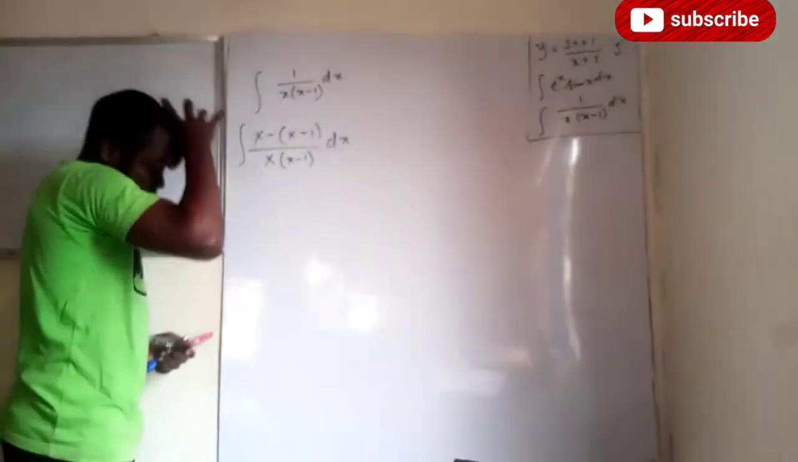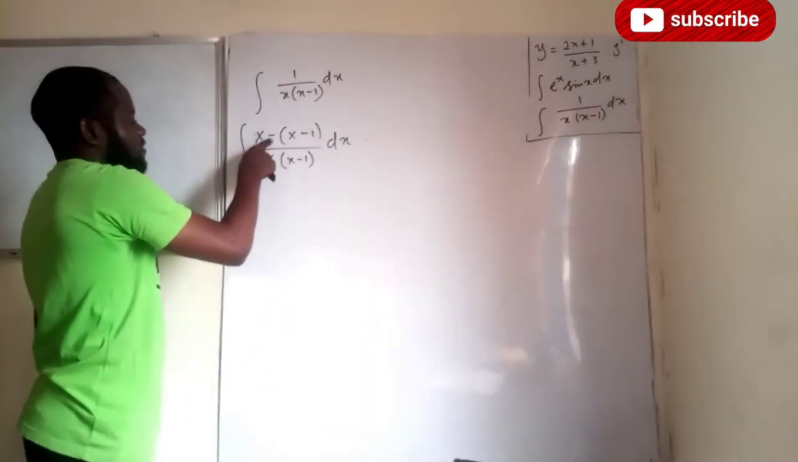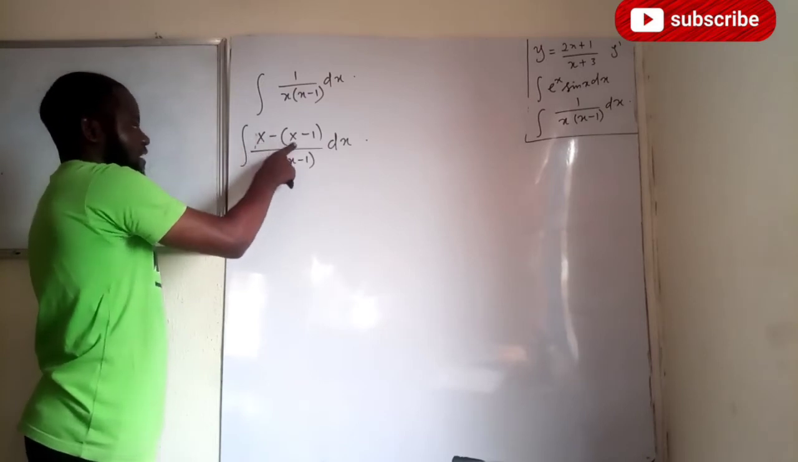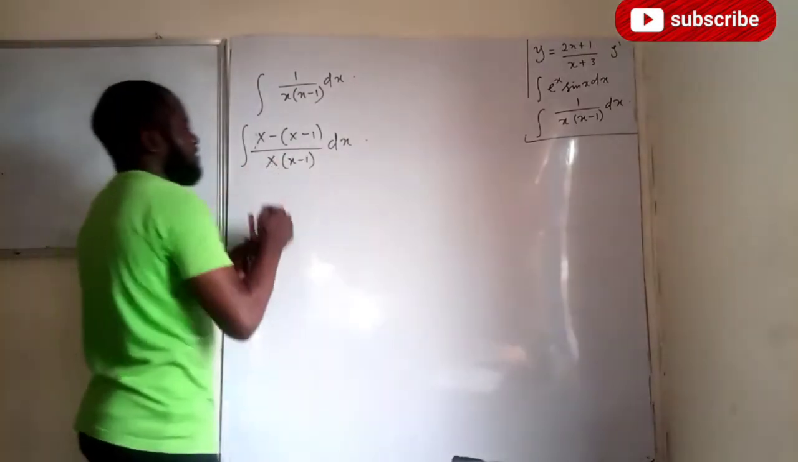Now, for you to see that the question still remains the same. If I expand these brackets with this negative, I will have x minus x plus 1, which is still the same thing as the question. So let's separate this now.